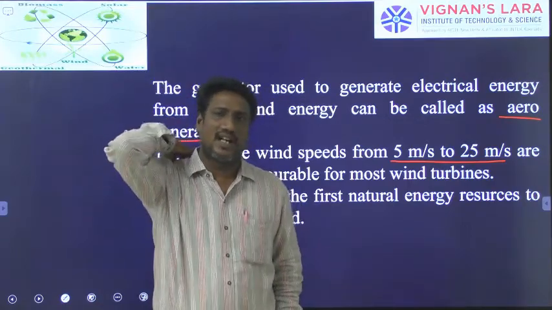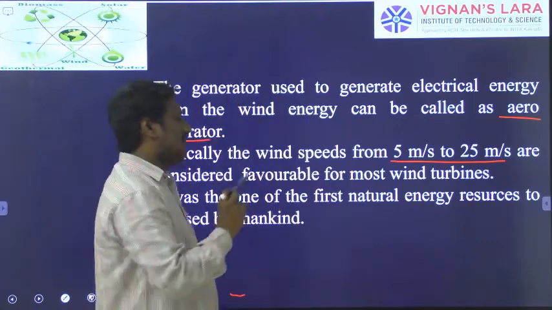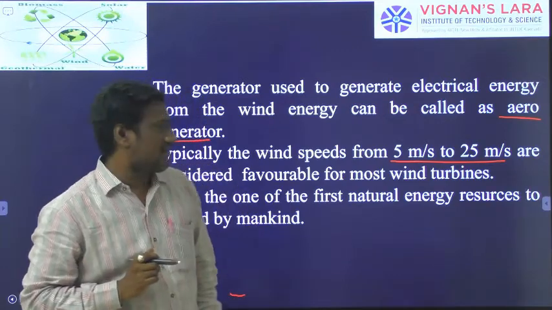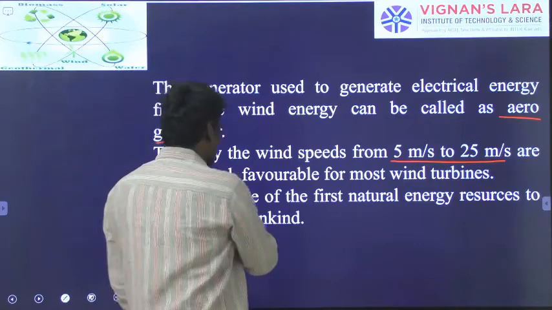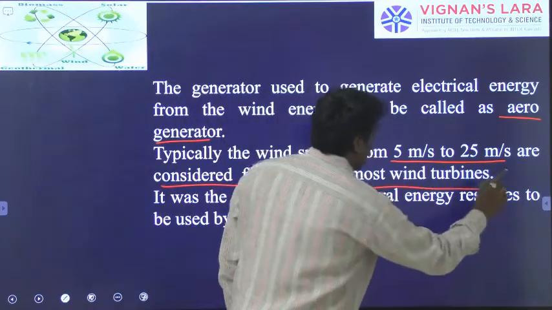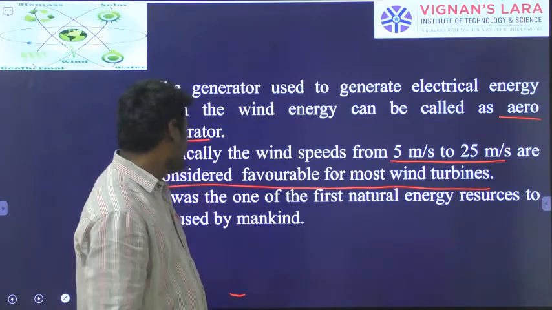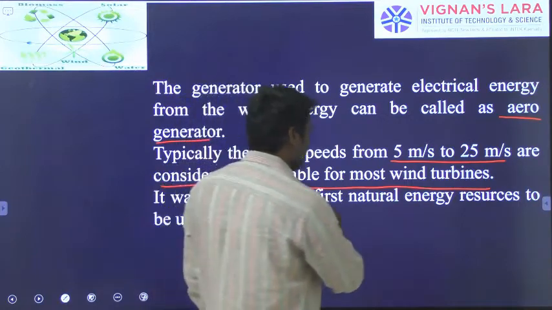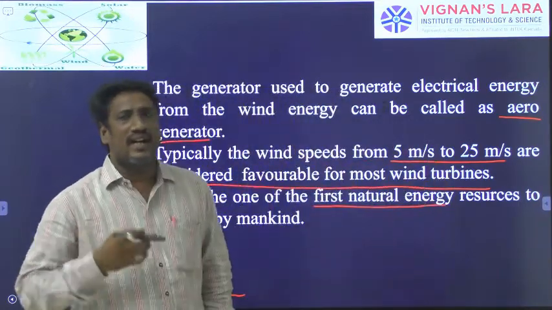Always, the speed must be 5 meters per second to 25 meters per second, which is considered favorable for most wind turbines. Wind energy was one of the first energy resources to be used by mankind.